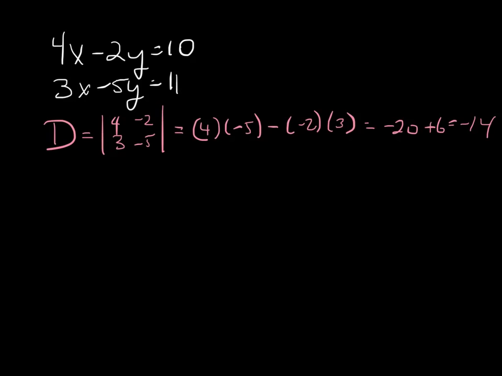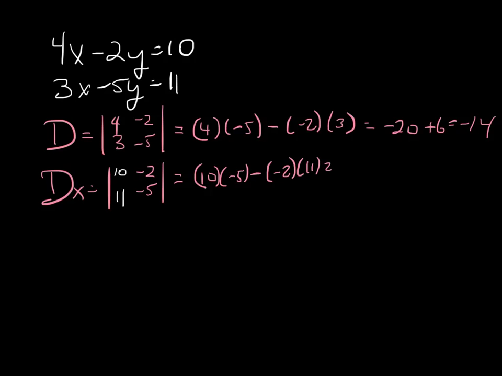Then we're going to find a determinant that we're going to call dx. Now dx, we're going to look at this and leave the coefficients of y where they are, but then we're going to replace the coefficients of x with the constants, with 10 and 11. So now we multiply 10 times negative 5 minus negative 2 times 11. That's an equal sign. So we've got negative 50 plus 22 is negative 28.